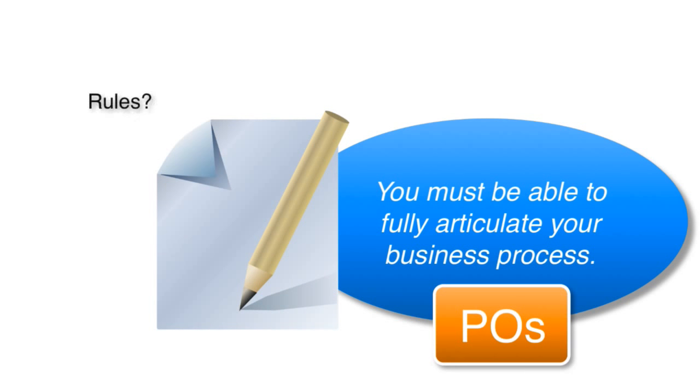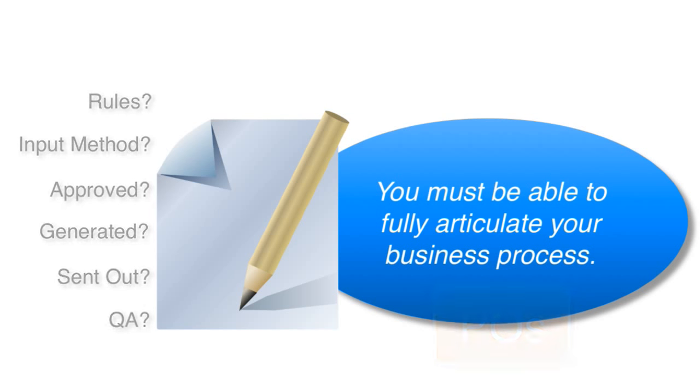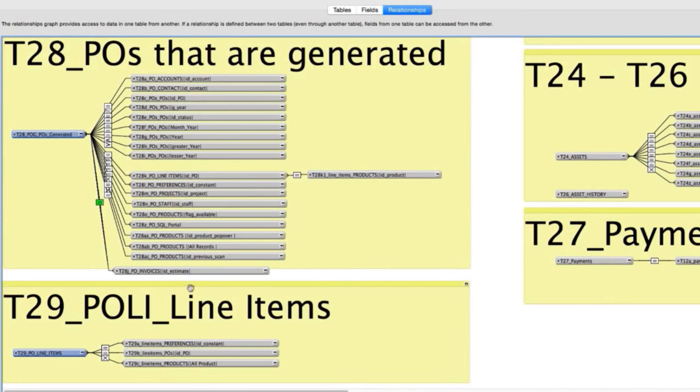What are the rules? How are they taken in? How are they approved? How are they generated? How are they sent out? Is there a QA process? All these things you need to know. And those business rules lead us back here to the relational diagram.